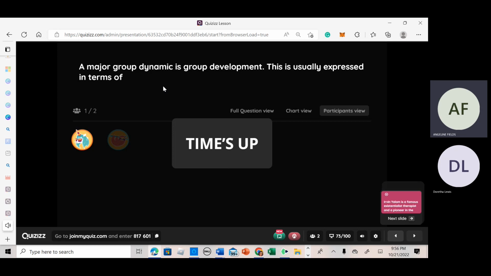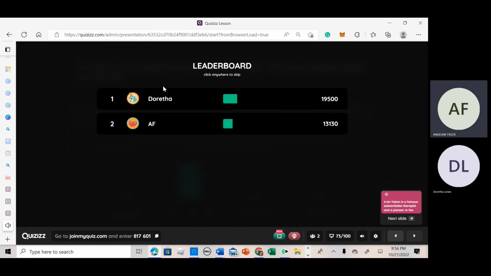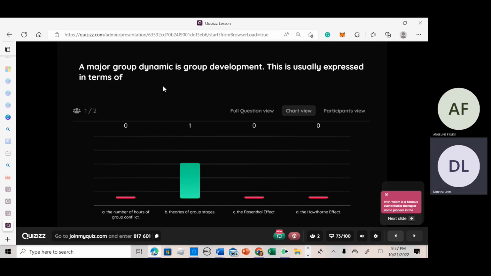Like when I was stuck. A major group dynamic is group development, and this is usually expressed in terms of theories of group stages.